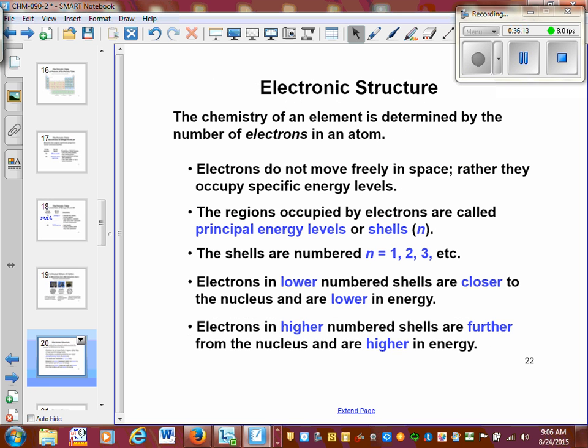Electronic structure. The chemistry of an element is determined by the number of electrons in an atom. So all the chemistry occurs in the electron cloud, and actually, the outer edge of the electron cloud. Nothing occurs in the nucleus. Surprise, surprise. The regions occupied by electrons are called principal energy levels or shells. We're going to call that N.